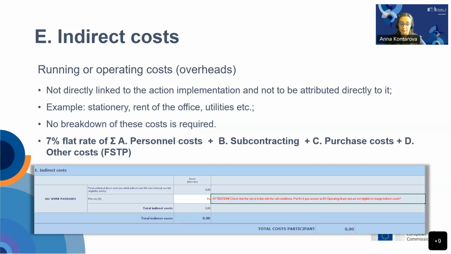Therefore, these are basically reimbursed at a flat rate of 7% of the eligible direct costs. In the detailed budget table, they will be calculated automatically, but in case your organization already receives an EU operating grant, you cannot claim these costs. Therefore, you will have to manually add 0 there. And also, maybe just to tell you that there is no breakdown of these costs required, no information to be explained. These are calculated automatically. Next slide.